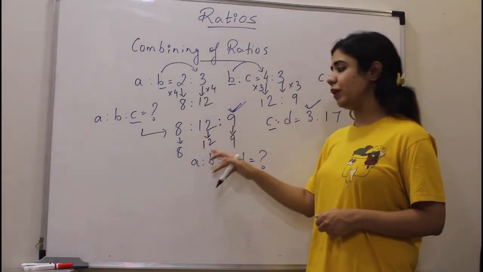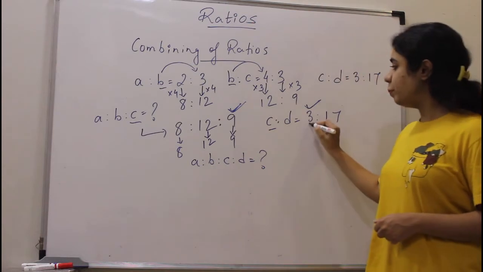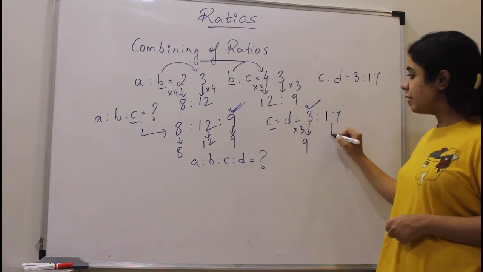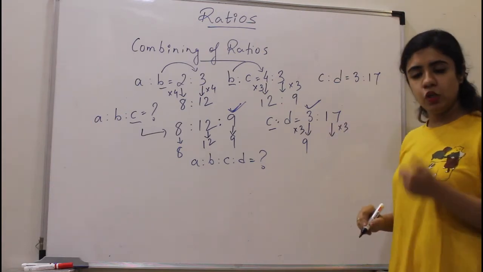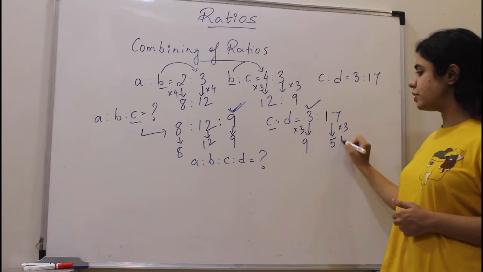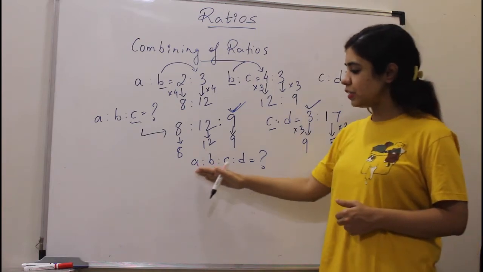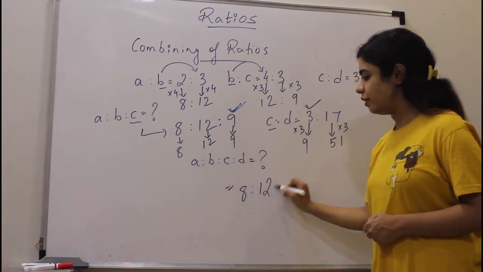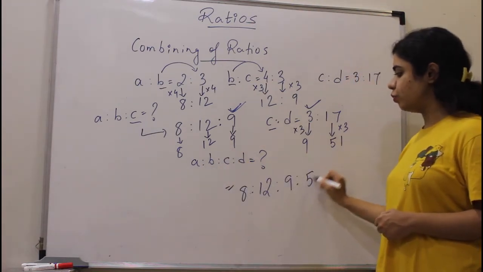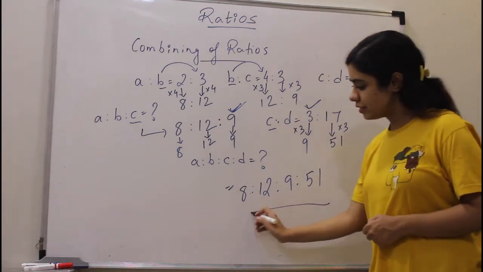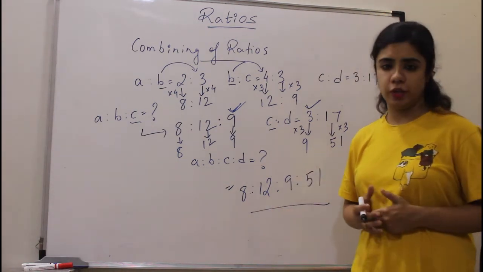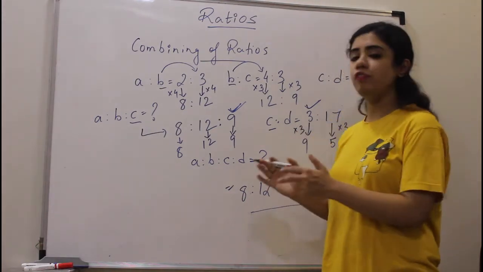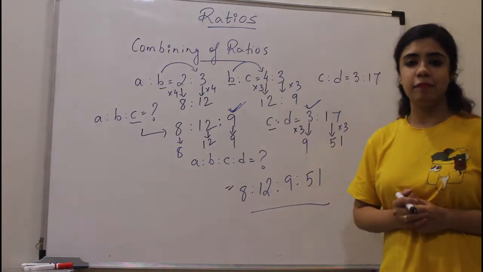ये 8 ही रहेगा, ये 12 ही रहेगा, ये 9 ही रहेगा. I have to make this a 9, so I have to multiply this with 3. तो ये भी 3 से multiply हो जाएगा. So this will become 17 into 3, which is 51. So if I ask you what is A is to B is to C is to D, it will be 8 is to 12 is to 9 is to 51. This is how you can combine 4 ratios together. In this manner, whatever number of ratios you have, you can combine them by using the LCM concept.